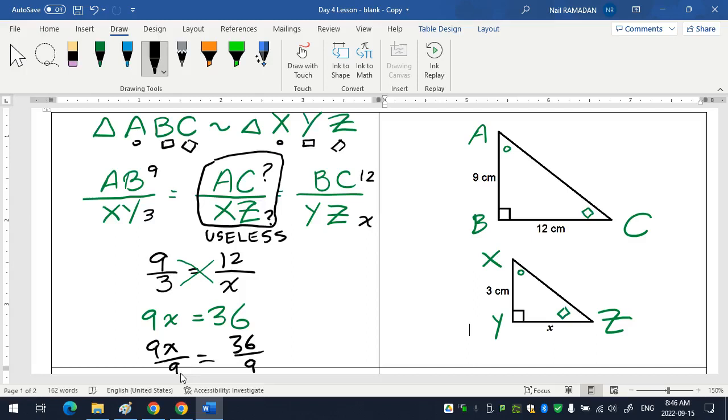What's the other way? By the way, what happens to 9 divided by 9? Cancel. No, not 0. 1. Exactly. 9 divided by 9 is 1. Do you ever show the 1? So what really just survives? X. And then 36 over 9 is 4. This is one way to show it. The other way is to do this.